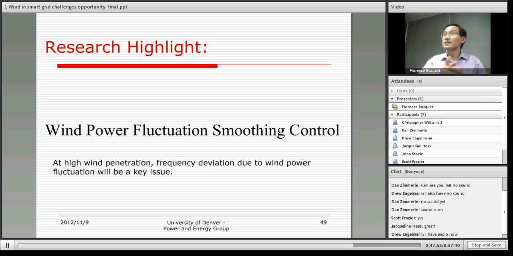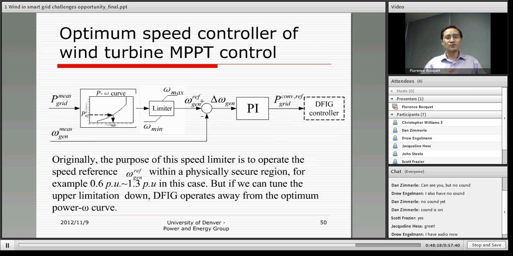Okay, another topic I want to show briefly is wind power fluctuation smoothing control. As we have more and more wind, with higher wind power penetration, frequency deviation will become an issue. Frequency deviation due to wind power fluctuation will be a key issue in the future. So we need to look at frequency control, but from the smoothing control aspect.